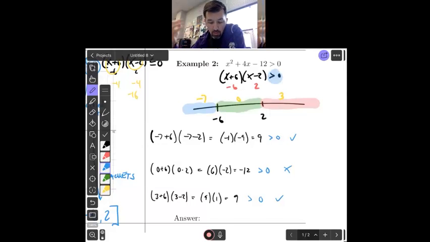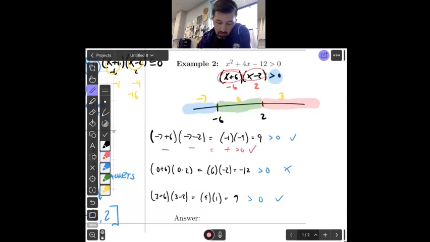What you're actually supposed to do is just a sign test. It's basically a shorter version of this. So I'm still going to be plugging in -7, but I'm just going to talk to myself. -7 plus 6, that's a negative number. -7 minus 2, that's a negative number. A negative and a negative gives me a positive. Is a positive greater than 0? Yes.